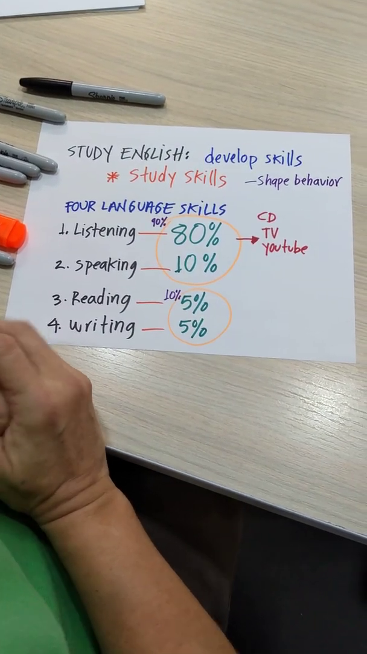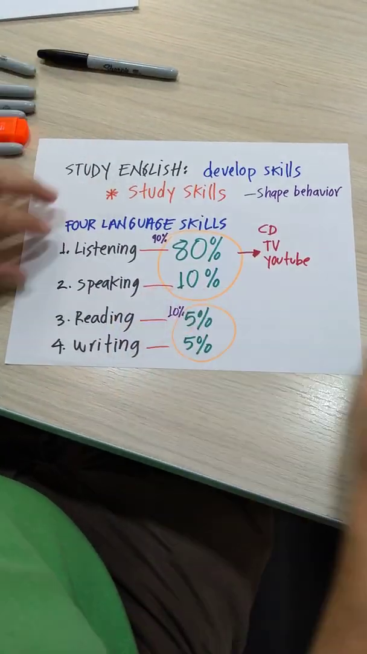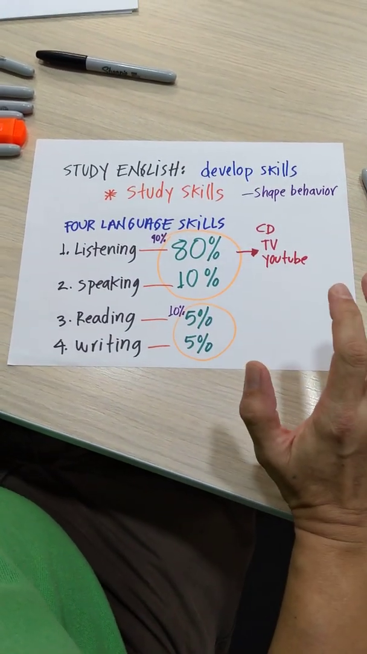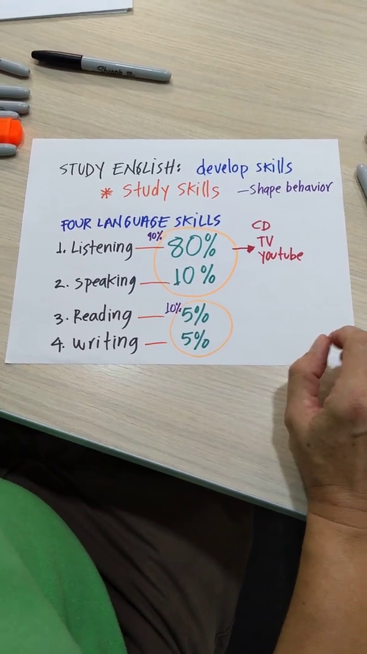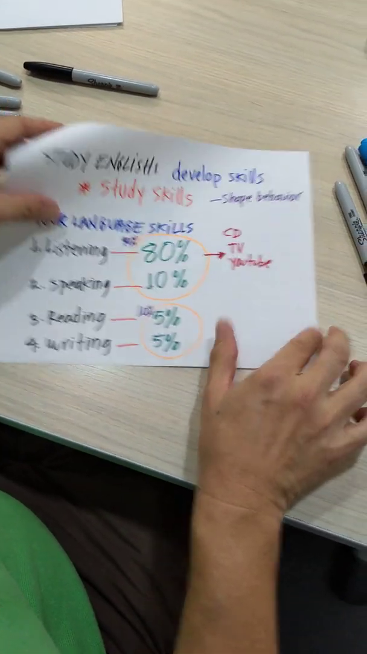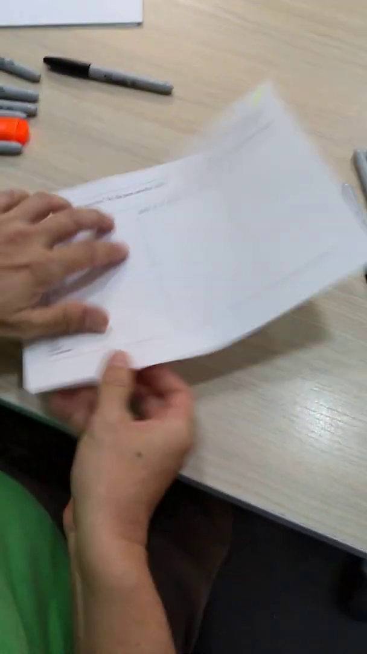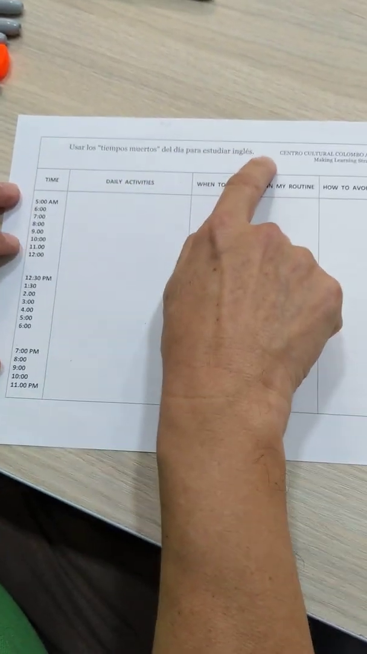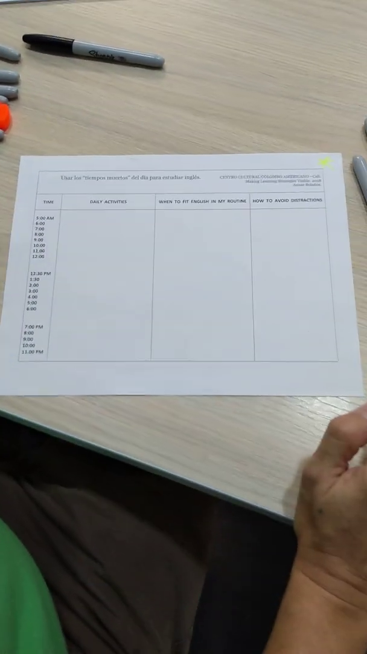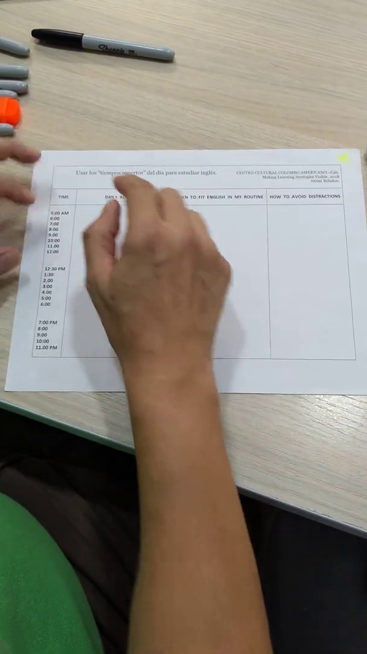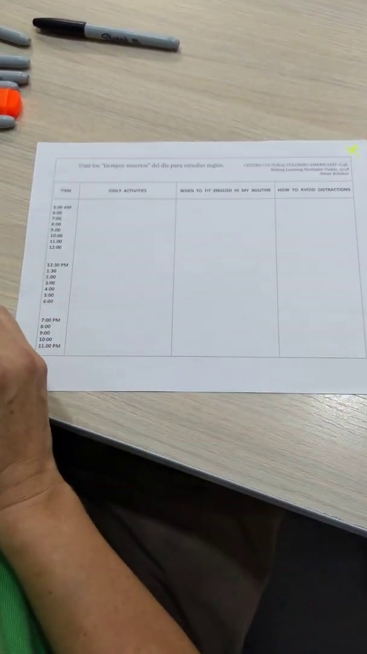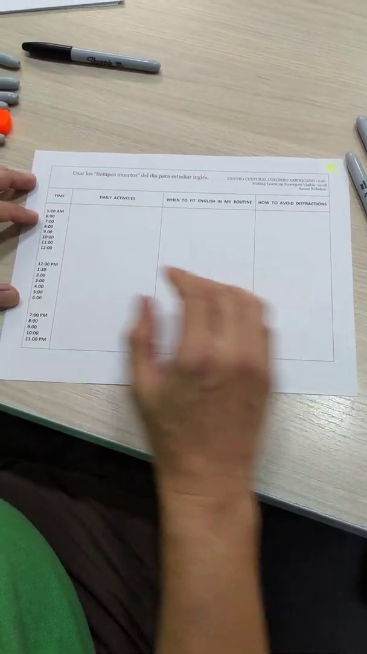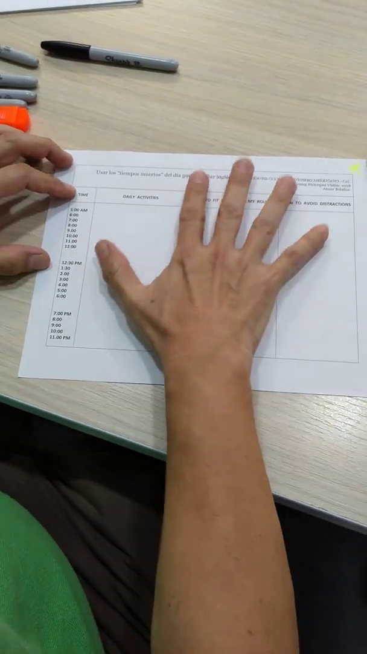Okay. When I help students in the office, struggling students with tutoring, the first thing they say is, teacher, I don't have time to study. So there's one exercise that I do in class with them, using this chart, that says here, usar los tiempos muertos del día para estudiar inglés. I have it in Spanish so they can understand these tiempos muertos. What is that? I mean, it's all this time when you're playing with the cell phone or just hanging around or whatever. So you say, I never have time to study. So I use this chart.